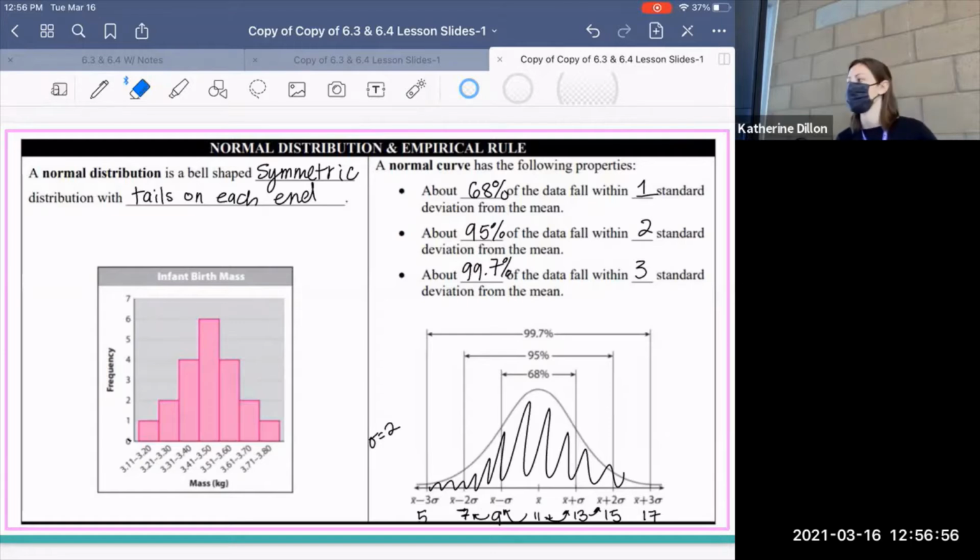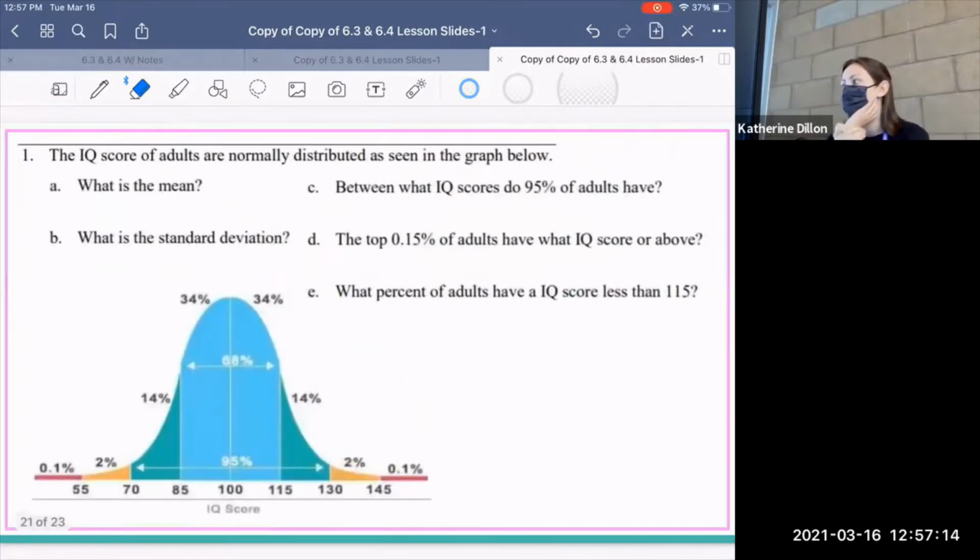I'll leave this here for a second for anyone who's still writing it down. About 68% of the data falls within 1 standard deviation from the mean. If we go out 2 standard deviations on either side, we get 95% of it. 3 standard deviations, we have almost everybody. Okay. So here, they give us this nice little curve.